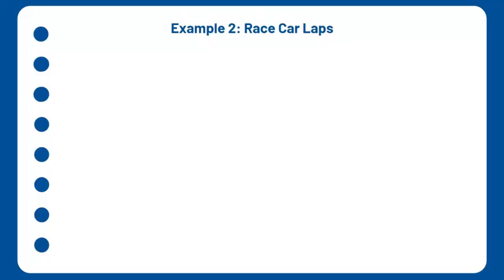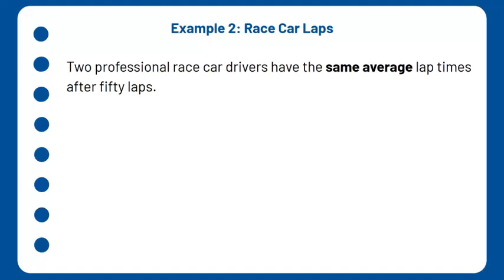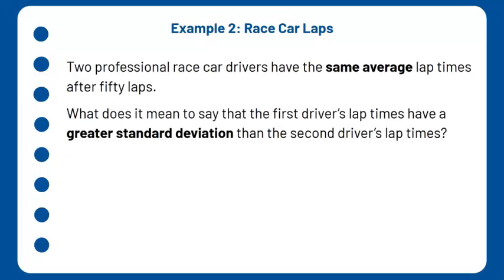Let's look at a second example about race cars. Two professional race car drivers have the same average lap times after 50 laps. What does it mean to say the first driver's lap times have a greater standard deviation than the second driver's lap times?